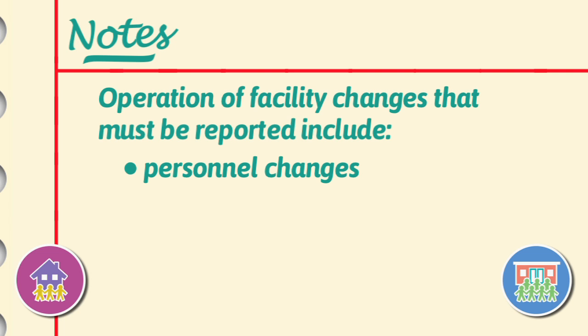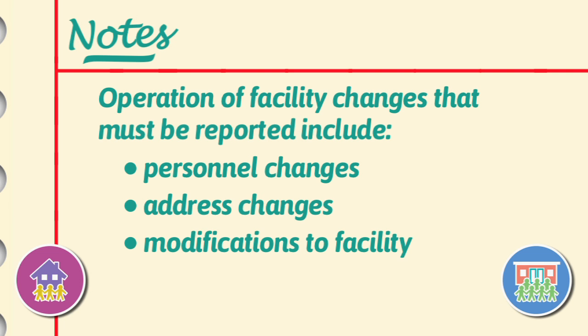The other type of report is related to the overall operation of your facility, such as personnel changes, address changes, and modifications to your facility. Some reports are specific to family child care homes, and others are specific to child care centers. For example, family child care providers must report information about any adult moving into or out of the home where the facility is operated. Child care centers must report certain personnel issues, such as the appointment of a new facility director and changes in board membership.